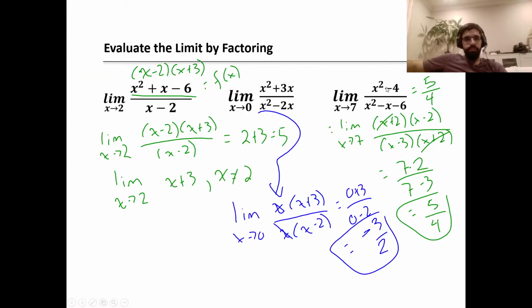Some examples. So here's how we can evaluate limits with direct substitution by factoring. If I look at the first example, the limit as x approaches 2, if I try using direct substitution, I'm going to get 0 in the denominator. And if I take 2 in the numerator, I'm also going to get 0. 2 squared is 4, plus 2 is 6, minus 6 is 0. So if we do direct substitution as it is, we get 0 over 0 as an indeterminate form.